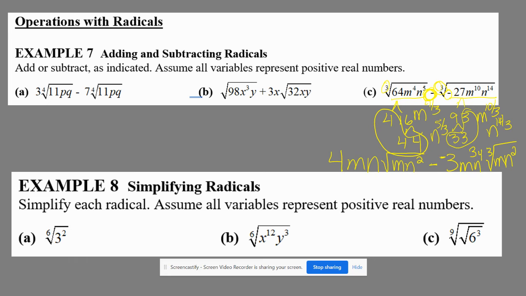Now I have like radicals. They're both the third root of mn squared. Minus negative 3 is really plus 3. But when I look at the coefficients, mn and m cubed n to the 4th are not like terms. So I actually can't do anything more than what I've already done. And that's going to be simplest form because I've reduced all of my radicals. And then I can't condense things any further because they aren't like terms for my coefficients.